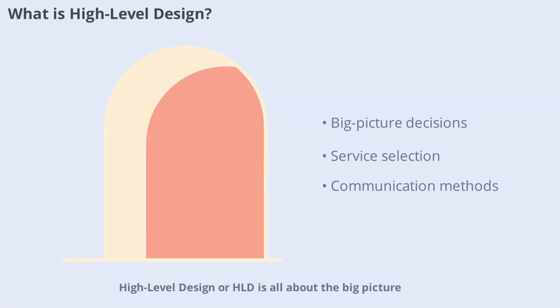High-level design, or HLD, is all about the big picture. Imagine you're building an e-commerce application. At this stage, you decide on the main services you need, such as user service, order service, payment service, and so on. You also choose the type of database, whether you need a cache, and how services will communicate, maybe through REST APIs or Kafka. These are the kinds of questions and decisions that define HLD. It's about setting up the architecture before diving into the details.